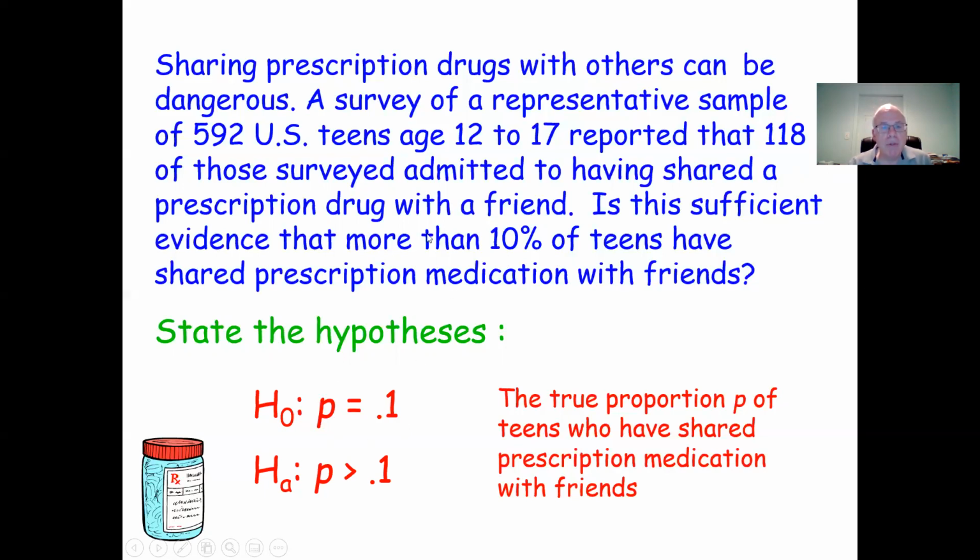The alternative hypothesis is determined by this word, more than. HA, the alternative hypothesis, colon, P is greater than 0.1. And that's what we're going to test. We're going to see if there's enough evidence from the sample data to reject that the proportion is 0.1 and to state that the proportion is greater than 0.1. And again, I'll show you how to do that next time on Wednesday.